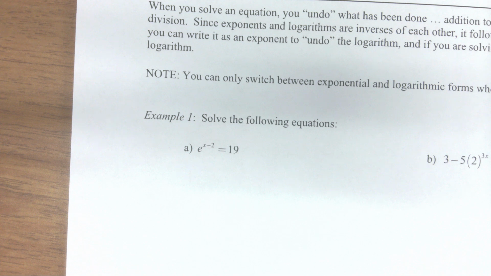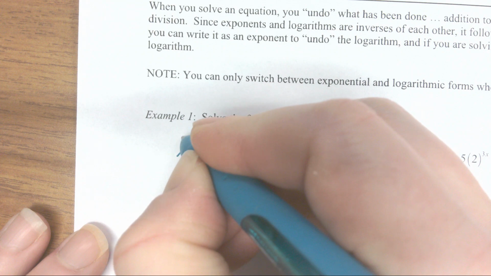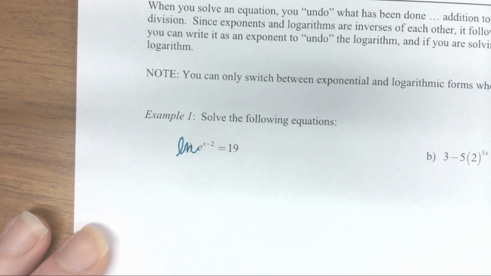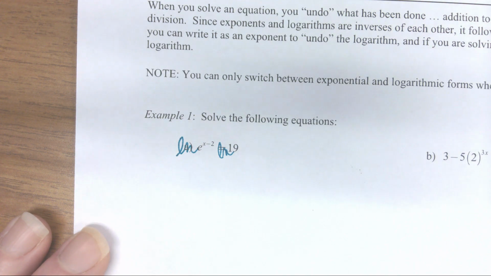All right, so step 1, we're going to take the natural log. As long as I do it to the left side, I have to do it to the right side because it's an equation. So squeeze it in there. We're going to take the natural log of e to the x minus 2, but also the natural log of 19.